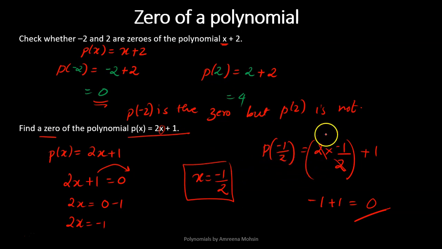So yes, we are going to say that p of minus 1 by 2 is a 0 of the polynomial. No way we could guess this number minus 1 by 2. Maybe we could guess 1, 2, anything. We are just going to be trying and we might not get it. But the best way, if it's a linear polynomial, you can use this hack and you can find out what the 0 is. Alright?